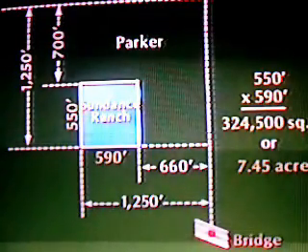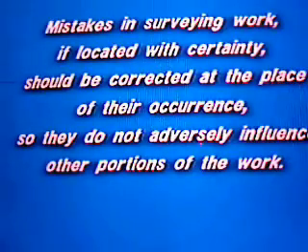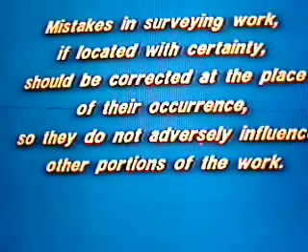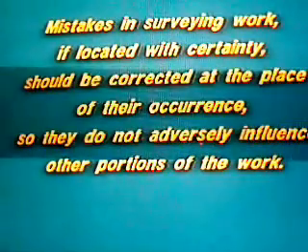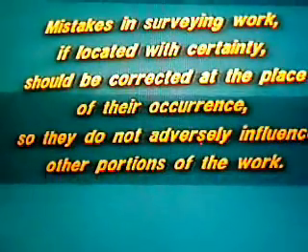Or is it? Mistakes in surveying work, if located with certainty, should be corrected at the place of their occurrence, so they do not adversely influence other portions of the work. But where is the mistake? Is it the acreage or one of the footages? The party chief now considers the fact that the footages are given as whole numbers, whereas the acreage appears to be the result, erroneous or not, of a calculation based upon the footages.